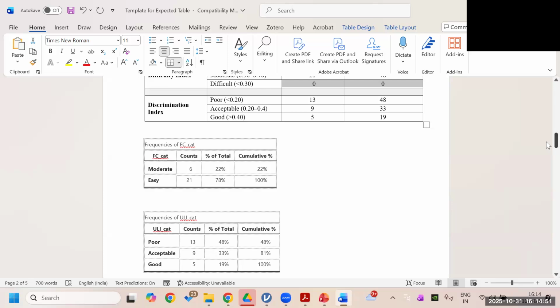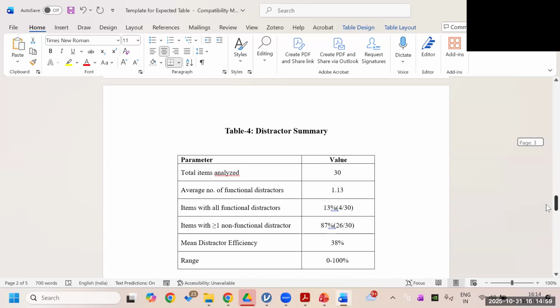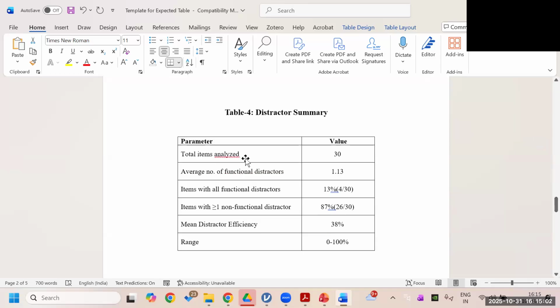Okay, yes. If it is yes, now there is another table. You can see this table. This one is a distractor summary where you write the total number of items analyzed, average number of functional distractors, items with all functional distractors, items with more than one non-functional distractor, mean distractor efficiency and range. This is the summary.